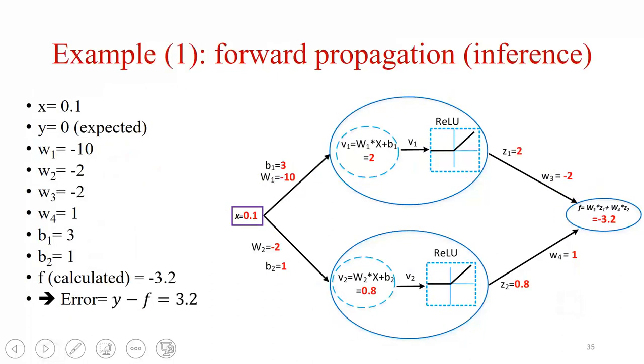The very first thing we do is a forward pass. Basically we plug in the value of the input here, and as we have seen in the previous lecture on how to do inference, we arrive at the output value of F equals minus 3.2. There are intermediate variables that we have to compute. I'm not going to go over this one more time, we have covered that previously. However, we know now that the expected value Y should be 0. Now I can calculate the error. The error equals the expected minus the calculated, which means 0 minus minus 3.2, and the error equals 3.2.